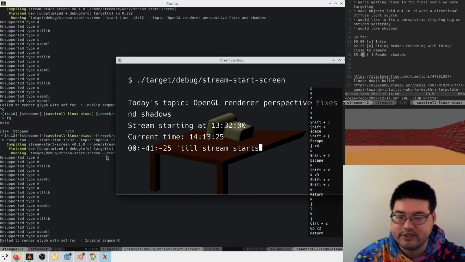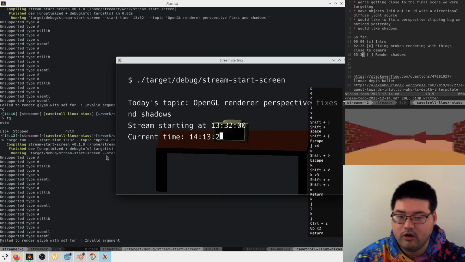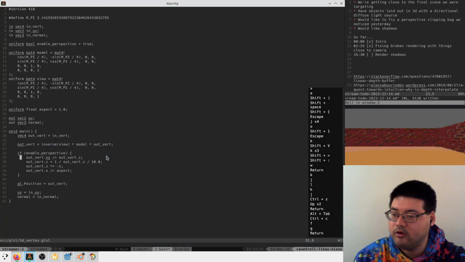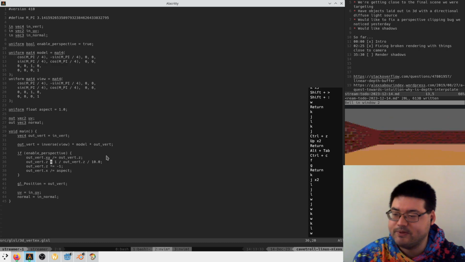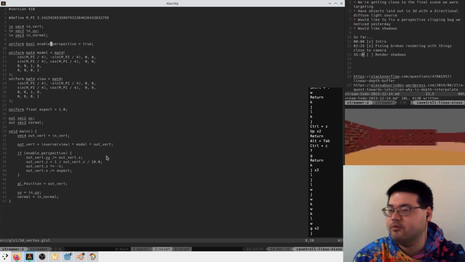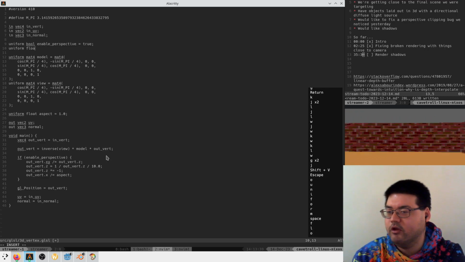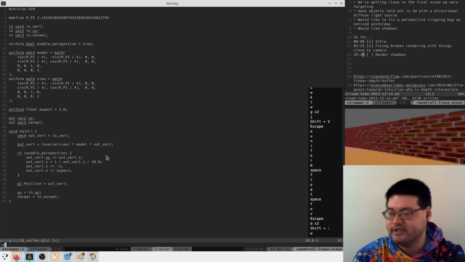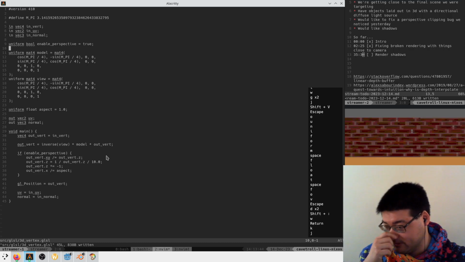Okay, so that's perspective off. Depends on if you see yourself adjusting the field of view or whatever. Yeah, but I don't really see why it's any worse to have a uniform float FOV in here versus generating the perspective matrix on the CPU.